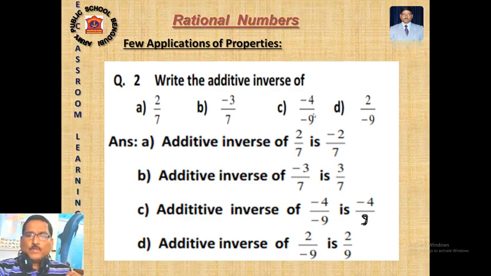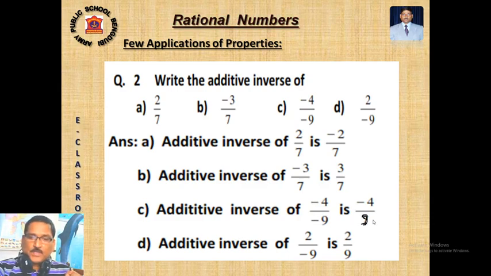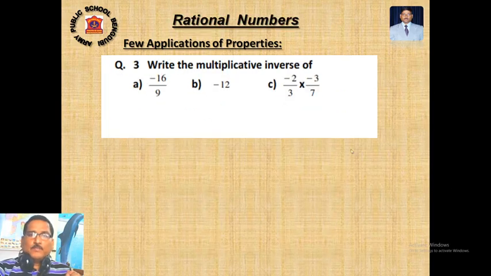Okay, minus 4 by minus 9. First of all, we have to make it positive since the denominator is negative. Multiply by minus 1, it will be 4 by 9. After that, what is the additive inverse of 4 by 9? Minus 4 by 9. So this number we have to first simplify, then we find the additive inverse. Additive inverse of 2 by minus 9, same. You have to make it positive here, multiply by minus 1, it will be minus 2 by 9. Now minus 2 by 9, what is the additive inverse? 2 by 9. Clear?